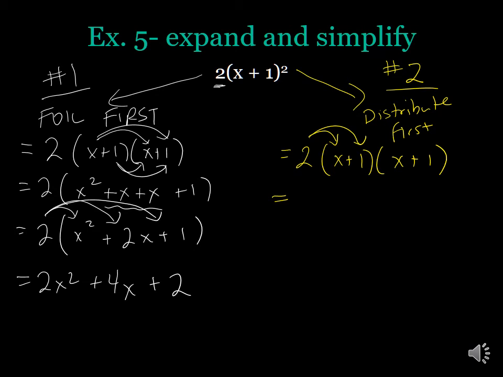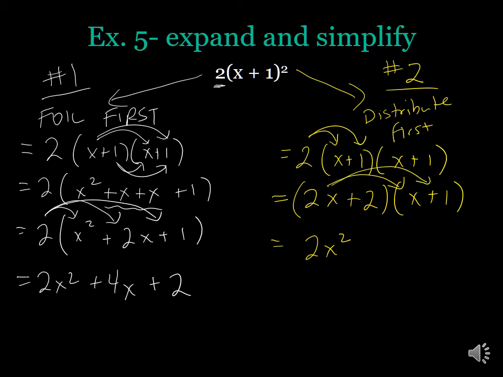So 2 times x, 2x. 2 times 1 is 2, and then you rewrite the (x + 1). And then once you're there, now you're going to FOIL. First times first, 2x times x, 2x squared. Outside, 2x times 1, 2x. Inside, 2 times x, 2x. Last, 2 times 1, 2.